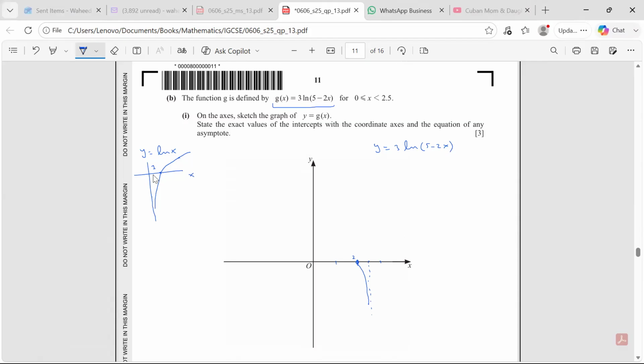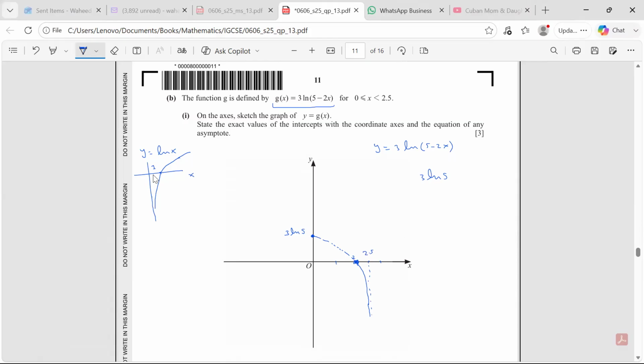Over here it is 0, and when x is 0, this whole thing will become 3 log of 5. So when x is 0, this will approach a point which is 3 log 5. Okay, so now you can see the y intercept is 3 log 5, x intercept is 2, and the asymptote this time is 2.5. Okay, so this is the sketch of this given function.